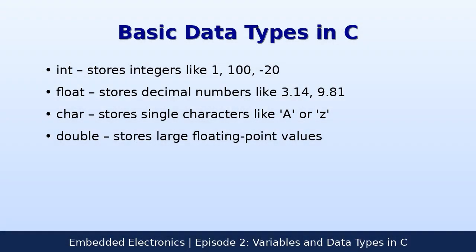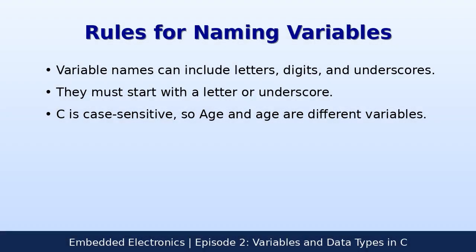C provides several basic data types including int for integers, float for decimals, char for single characters, and double for large floating point values. Variable names can include letters, digits, and underscores, but must start with a letter or underscore. C is case sensitive, so uppercase and lowercase names are different.